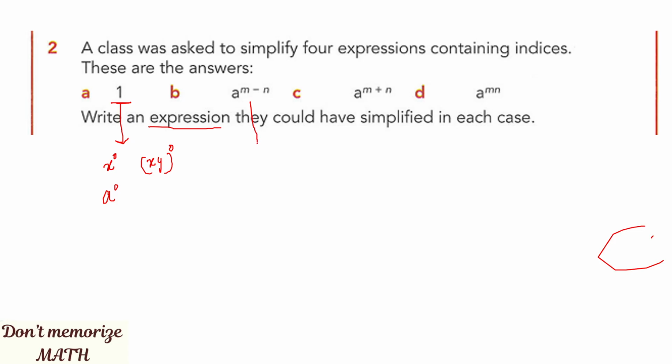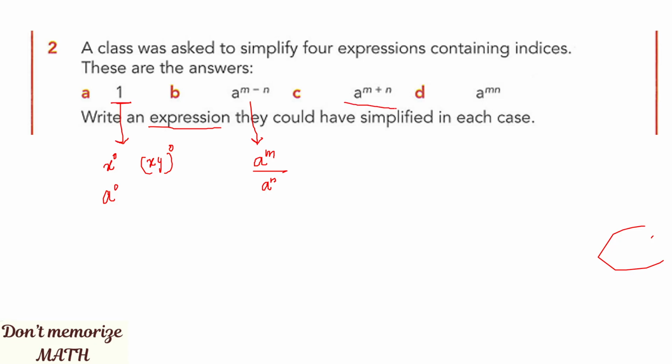Then B is a raised to m minus n. When will you get indices as m minus n? When you divide. Okay, so they have directly given the indices rule. So a raised to m divided by a raised to n. So what is a raised to m divided by a raised to n? It is same as a raised to m minus n. So you can write the expression like this.